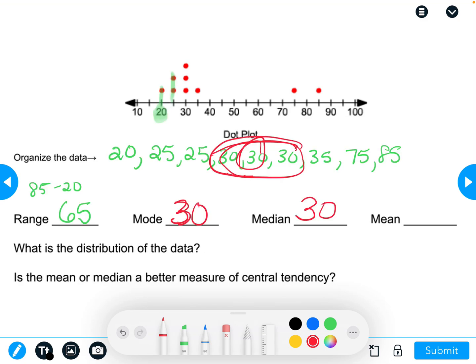And lastly, my mean: if I add everything together and divide, in this case, by 1, 2, 3, 4, 5, 6, 7, 8, 9 pieces of data, that gives us a mean of 39.4.